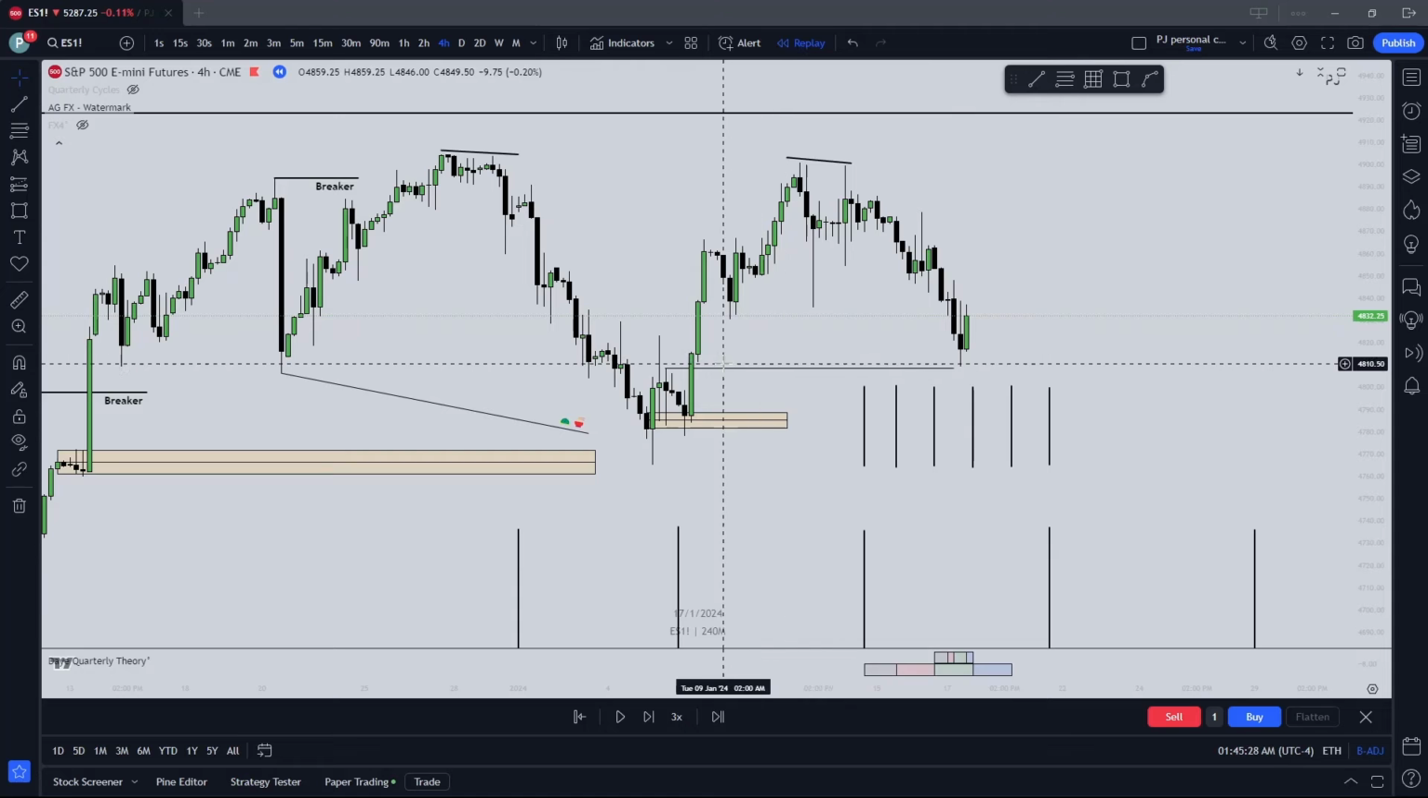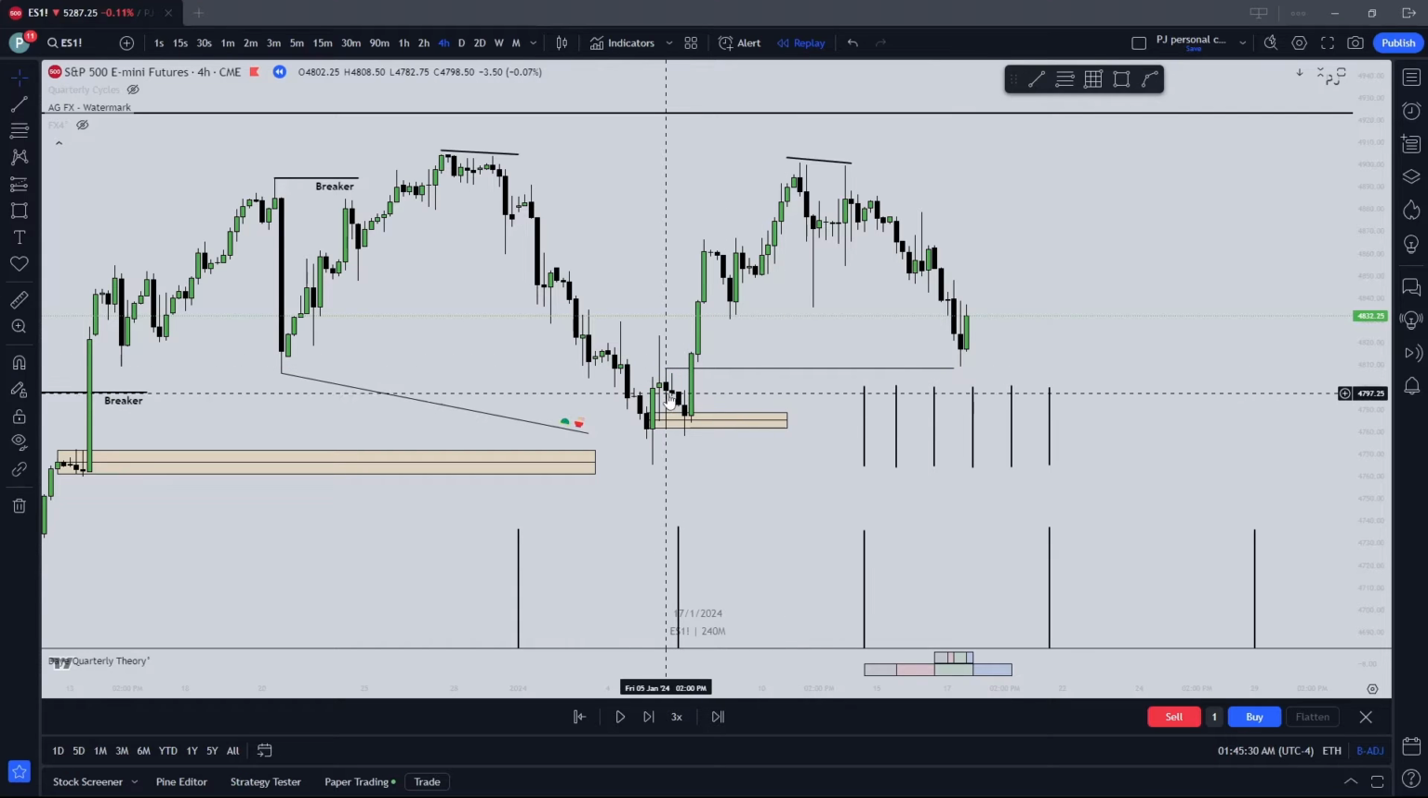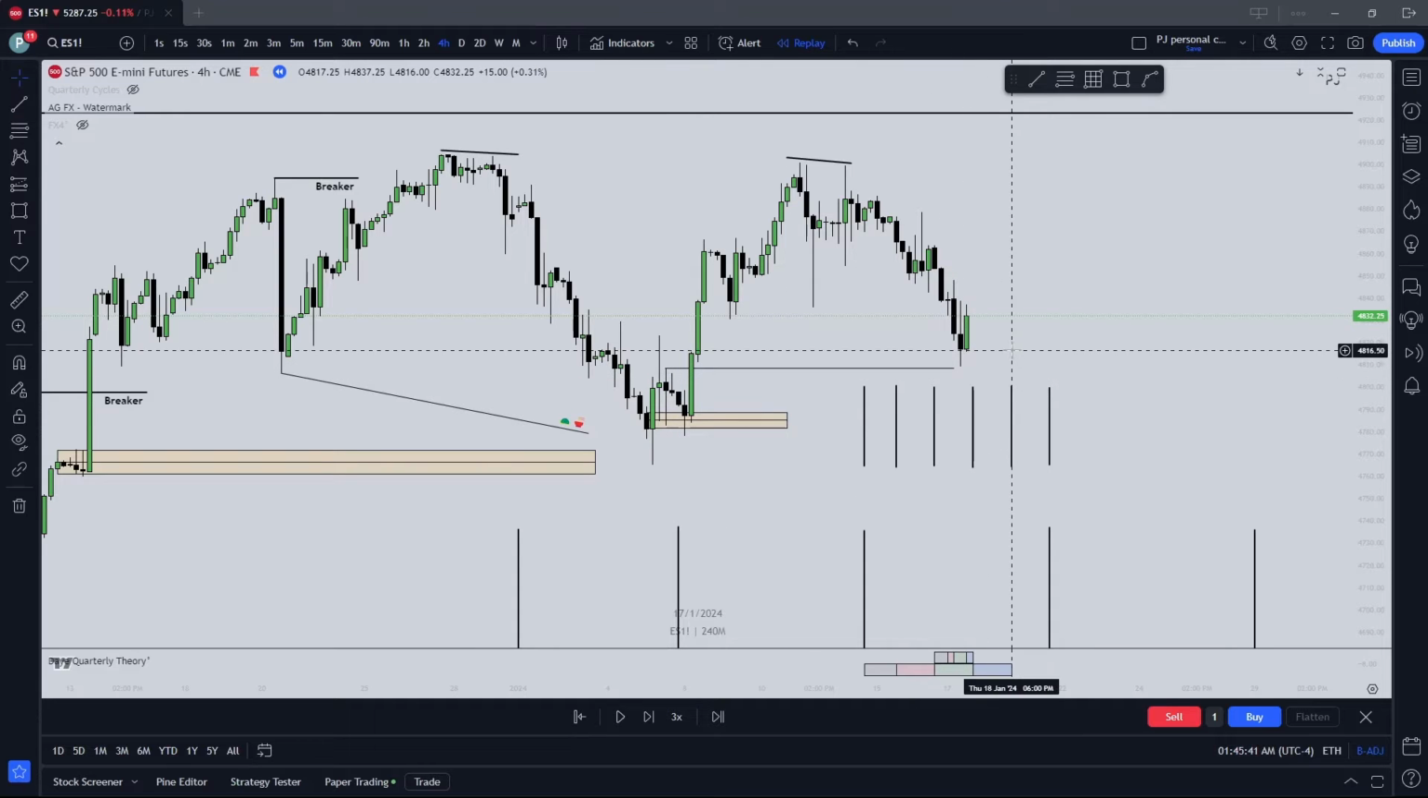So we see that we return to the order block, right? And it has an FVG. This FVG is not filled all the way, right? So we're able to use the wick here.